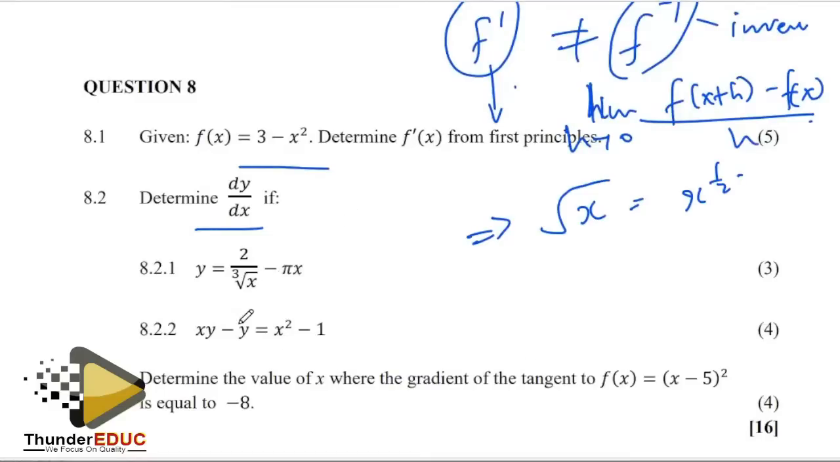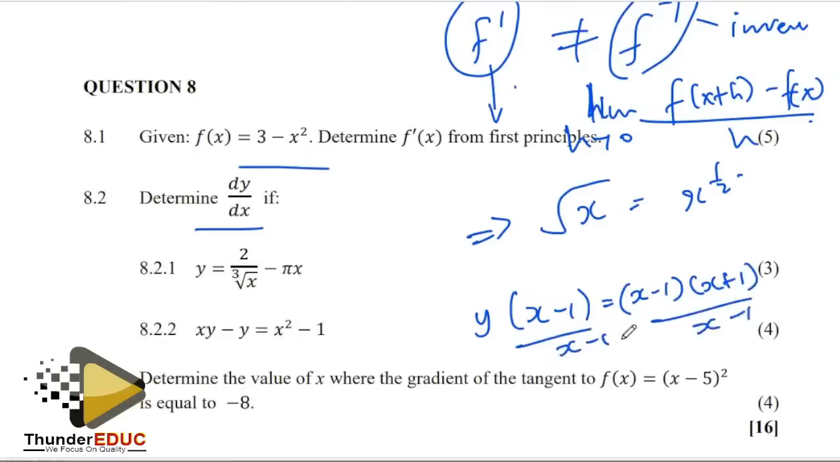When you look at 8.2.2, they want dy dx. Step number 1, you're going to have to factorize the y. Make y the subject before you find dy dx. Okay, so y is out, you have x minus 1. On the right-hand side, I can factorize that also, x minus 1 and x plus 1. Divide both sides by x minus 1, x minus 1. That cancels. So our y is just x plus 1. And then we need to differentiate this. So the answer here is just a 1.